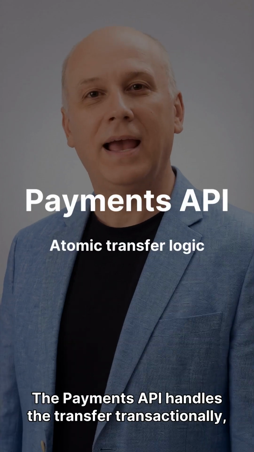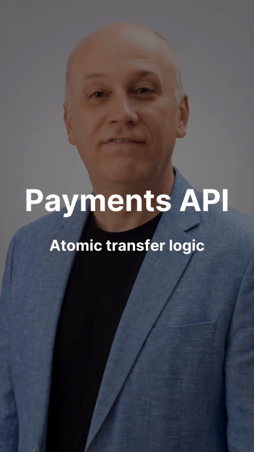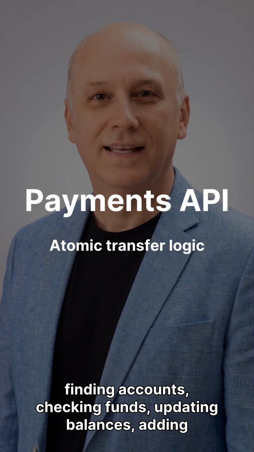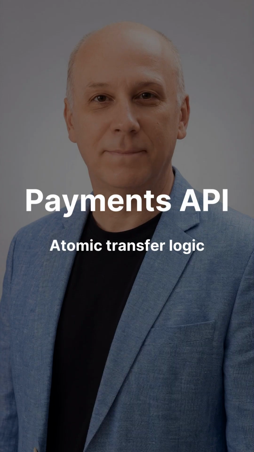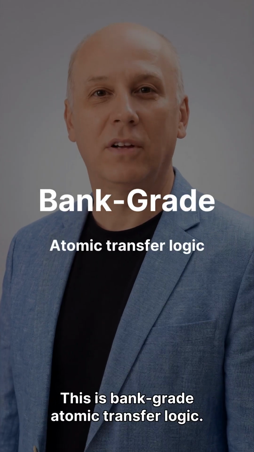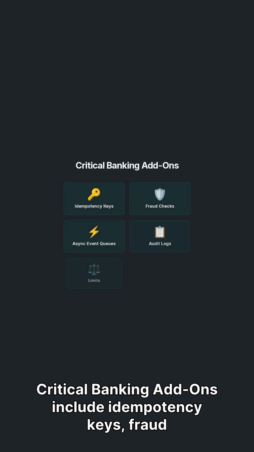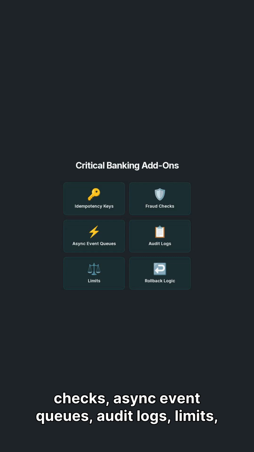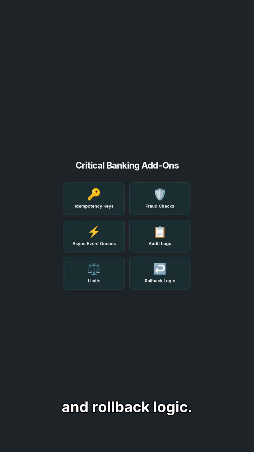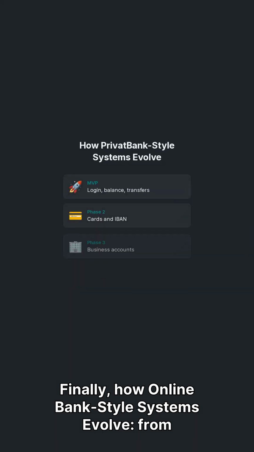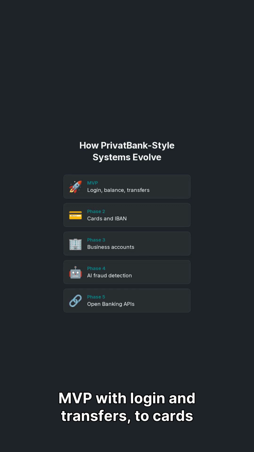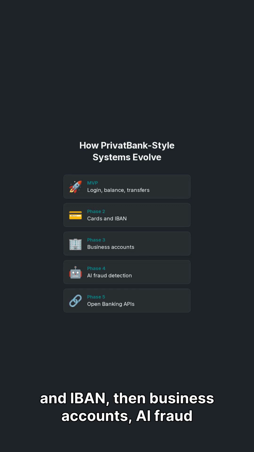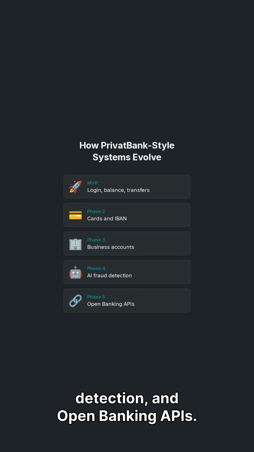The payments API handles the transfer transactionally, finding accounts, checking funds, updating balances, adding a transaction record, and committing the changes. This is bank-grade atomic transfer logic. Critical banking add-ons include idempotency keys, fraud checks, async event queues, audit logs, limits, and rollback logic. Finally, how online bank-style systems evolve, from MVP with login and transfers, to cards and IBAN, then business accounts, AI fraud detection, and open banking APIs.